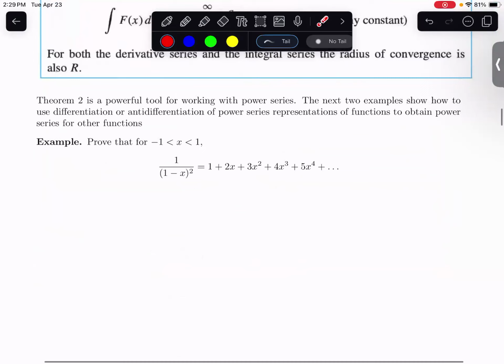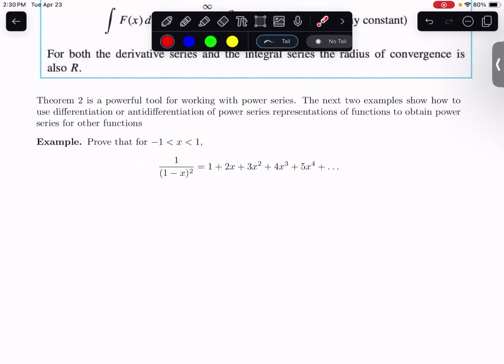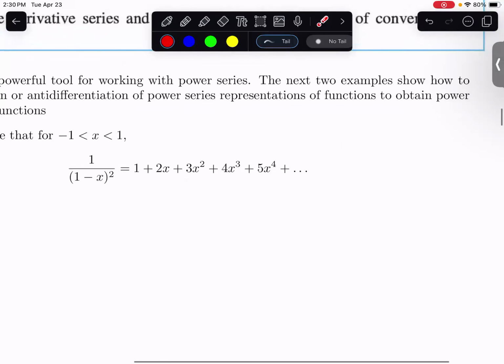So for this next example, we want to prove that for x between -1 and 1, we have that 1 over (1 minus x) squared is equal to 1 plus 2x plus 3x squared plus 4x cubed plus 5x to the 4th power. If I tell you to use the derivative to deduce what the power series is going to be, I wouldn't say that's the hard part. The hard part is if I gave you this problem on the exam without further context, knowing that you should use the derivative in the first place is the hard part.